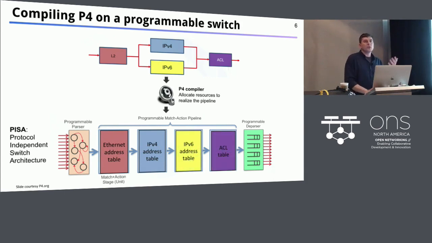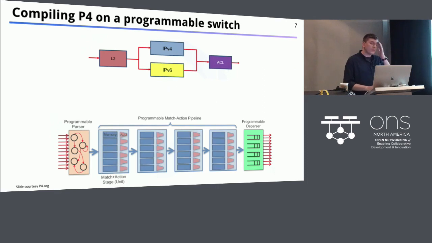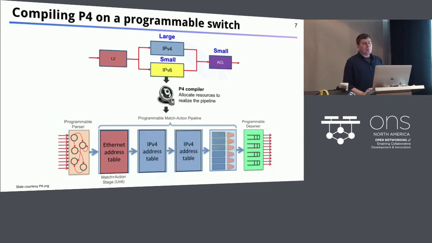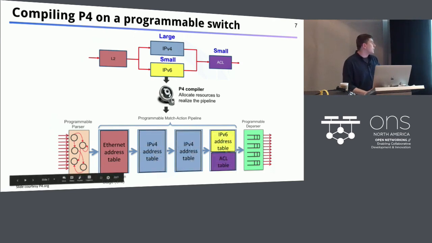Now, assuming you decide that for your given network, probably you don't need that many IPv6 routes, and you need a small ACL table, but instead you need a very large IPv4 table. Well, with P4, what you can do is write a P4 program in which you change the program to specify a larger IPv4 table and a smaller IPv6 or ACL table. And by running the compiler, you realize this new pipeline where in this case, you're taking basically double the memory for the IPv4 address table.